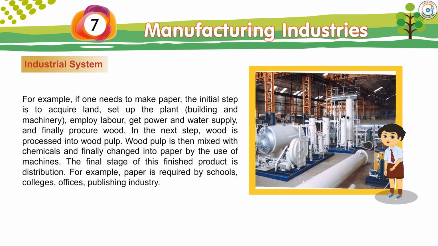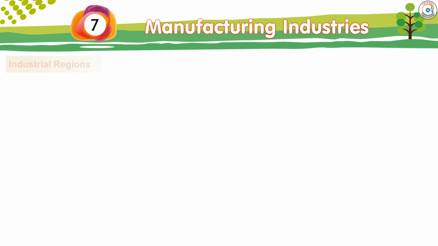For example, if one needs to make paper, the initial step is to acquire land, set up the plant, building and machinery, employ labor, get power and water supply, and finally procure wood. In the next step, wood is processed into wood pulp. Wood pulp is then mixed with chemicals and finally changed into paper by the use of machines. The final stage of this finished product is distribution. For example, paper is required by schools, colleges, offices, and the publishing industry.